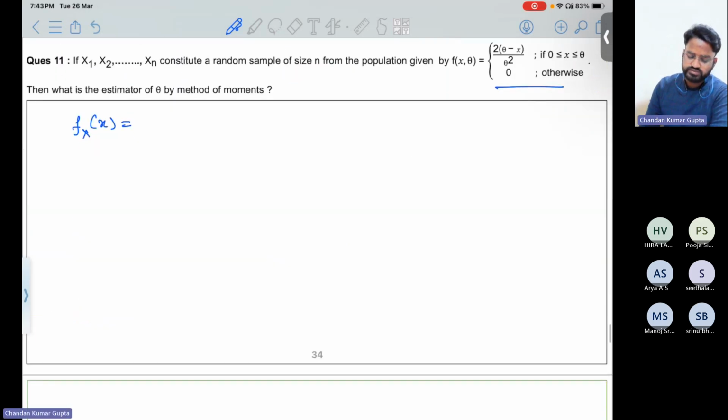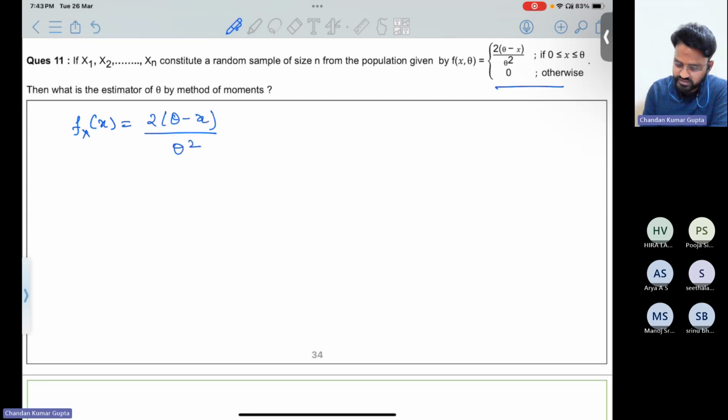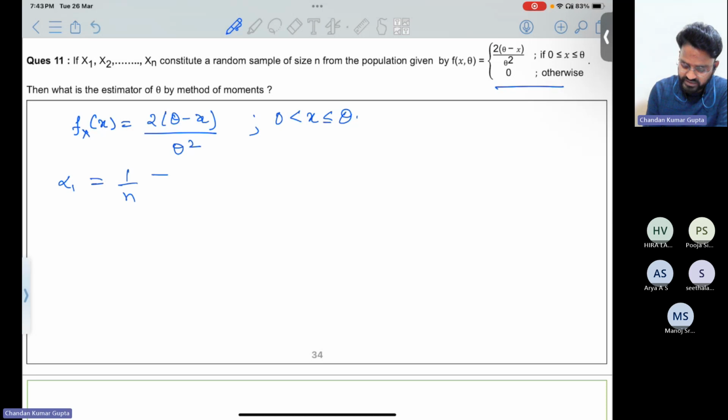The next question will be like, they are given a random distribution, this: 2 times theta minus x upon theta square. We need to calculate the method of moment estimator for theta. So again, alpha 1 sample is 1 by n summation of xi, which is also called x bar.